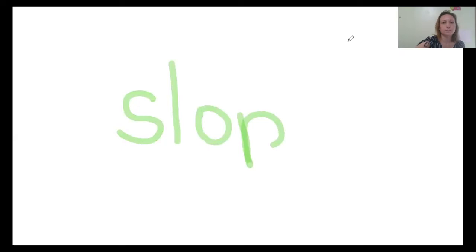Next one, slope. Listen to your blend. Listen to your vowel sound. Let's sound it out. S-L-O-P. How'd you spell slope? S-L-O-P-E. My O was saying O. It was saying its name, so we need that E on the end, our O consonant E pattern.